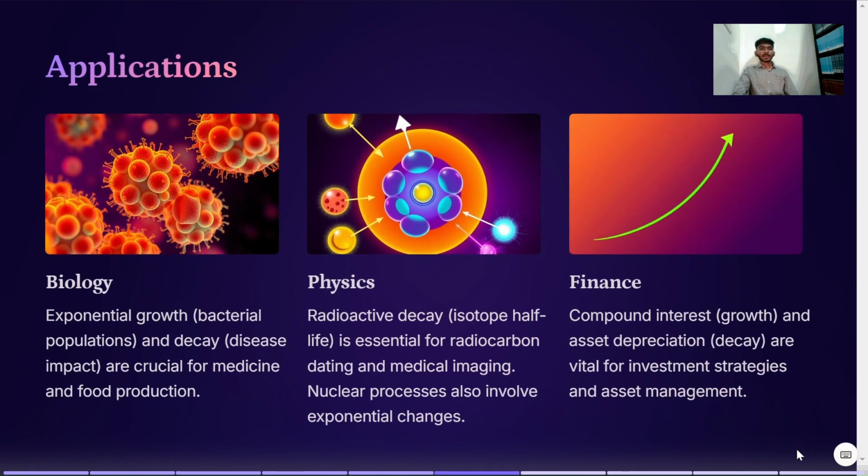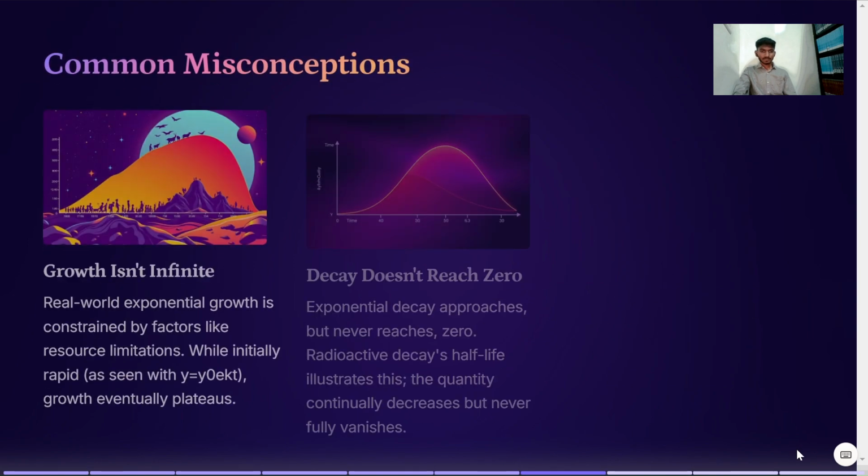Now, let's talk about the applications. Growth and decay have many uses. In biology, they explain how bacteria multiply. In physics, they show how radioactive substances break down. In finance, they help calculate how a car loses value over time. For example, if a car's value drops by 10% every year, we can predict its worth in 5 years using the decay formula. These examples show us how this math connects to everyday life.